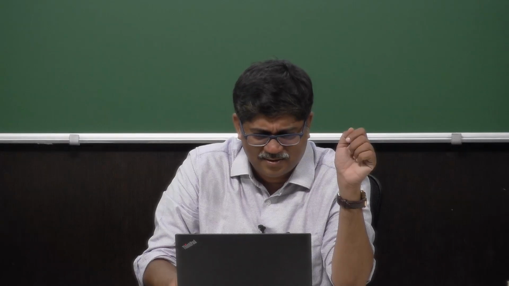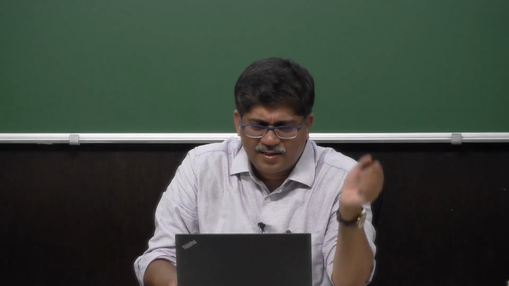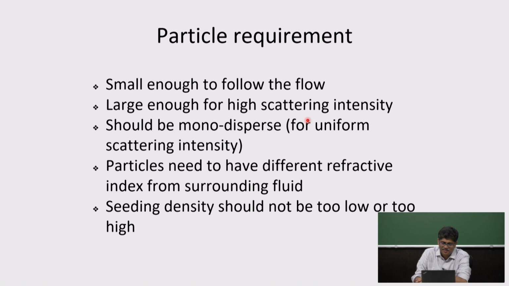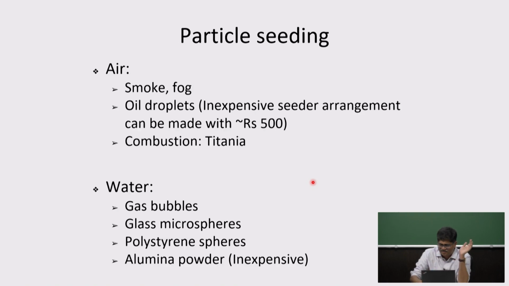Otherwise the camera will not be able to capture them. Also, if the refractive index of the particle is the same as the fluid, it will be transparent and you will not be able to see anything. Then there is seeding density, the number of particles you put in. It should not be too high or too low. If it is too low, you will not have enough pairs. If it is too high, you need some pattern, otherwise it will just look like a single blob.